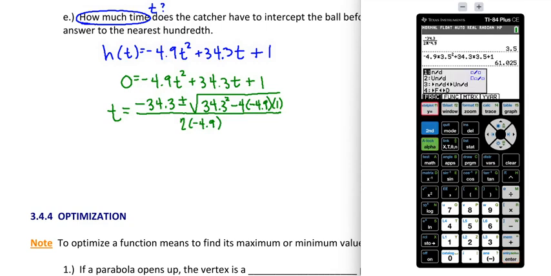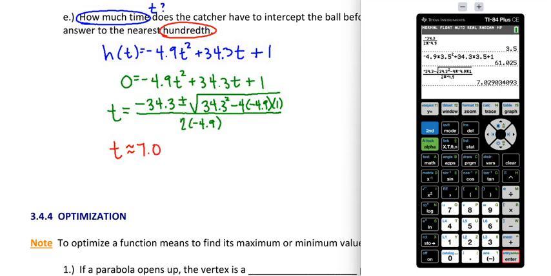So we have alpha y equals, to enter our fraction, negative 34.3 minus square root 34.3 squared minus 4 times negative 4.9 times 1, all divided by 2 times negative 4.9. So one possible answer, if we round to, as the question indicated, the nearest hundredth, one possible answer is 7.0. So t is approximately equal to 7.0, and that's seconds.